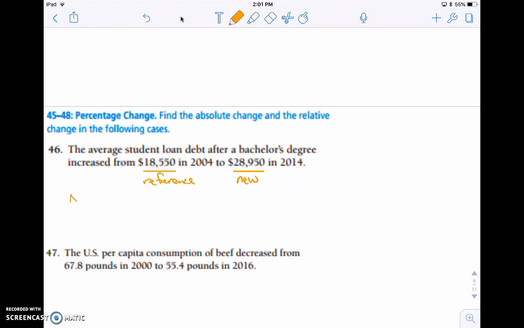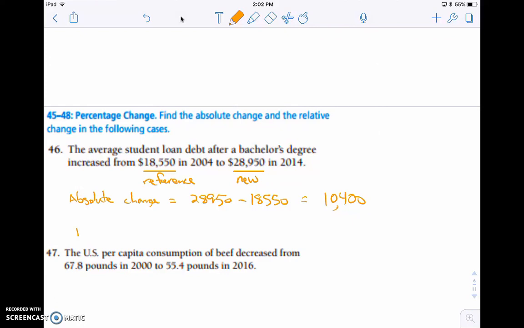So the absolute change is just going to be the new, which is 28,500, minus 18,550, and that's going to tell us how much it changed. It changed by 10,400 when I subtract those. So that's how much the average student loan debt for a bachelor's degree increased over that 10-year span.